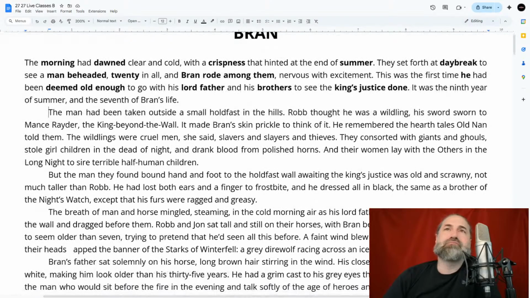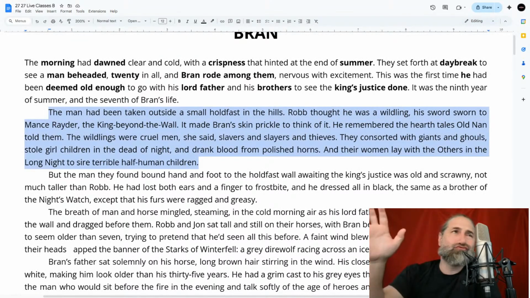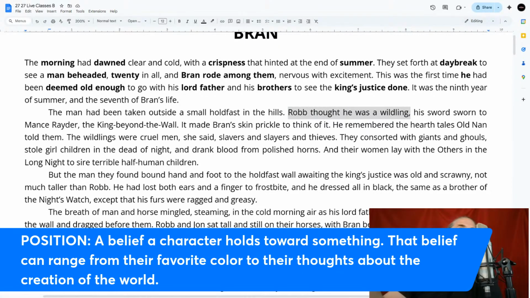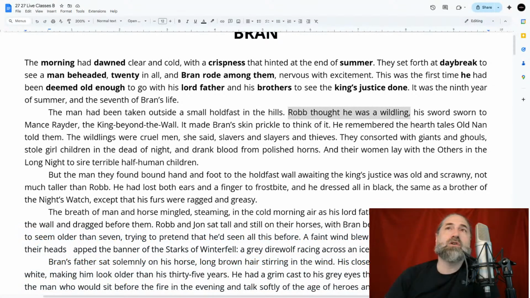All right, for the record, this is exposition. We've talked about this when I did the prose thing, but ultimately we are diving deep into history and lore, and we are developing a position. Remember, a position is a belief a character holds towards something. That belief can range from their favorite color to their thoughts about the creation of the world. In this case, we are establishing that Rob thought, literally, this is his feelings. It made his skin prickle because it had to do with the wildlings.